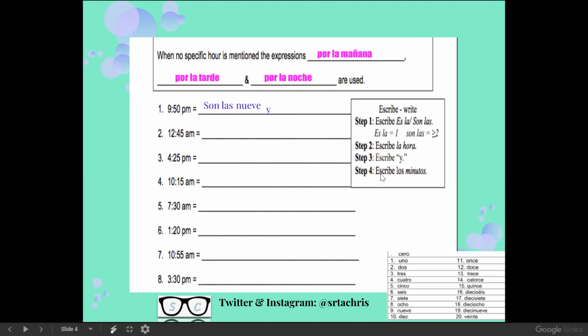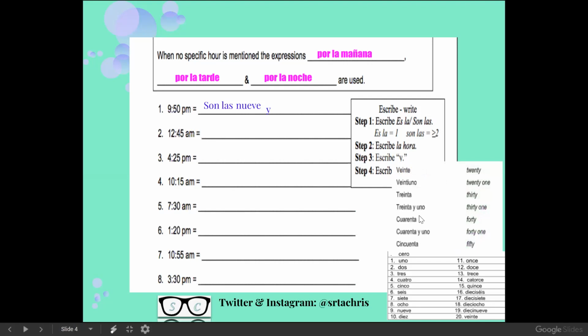Finally, we want to write the minutes. That's our step 4, the minutes in Spanish. So the word for 50, if we click on our screen one more time, is cincuenta. Now, don't forget to indicate whether it's AM or PM, because that's important to distinguish between the two. Based on our notes on the previous screen, we know PM at this hour is nighttime, so we say de la noche.